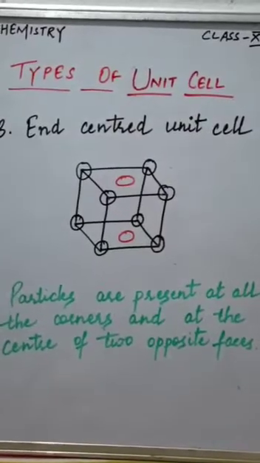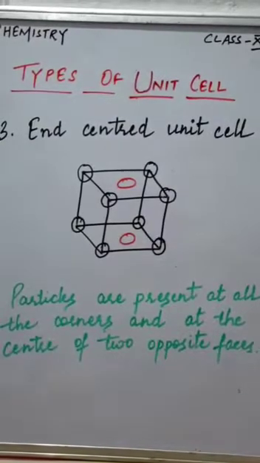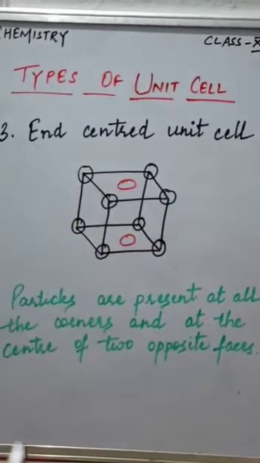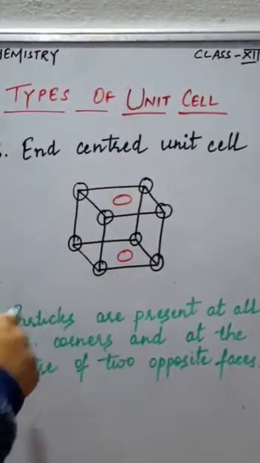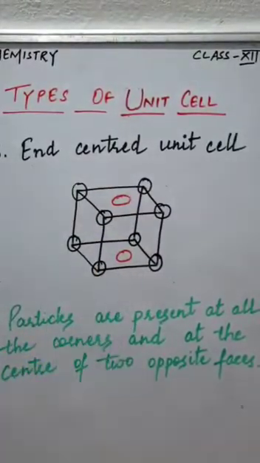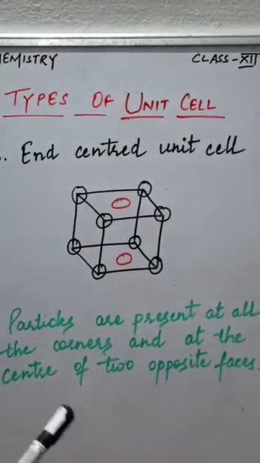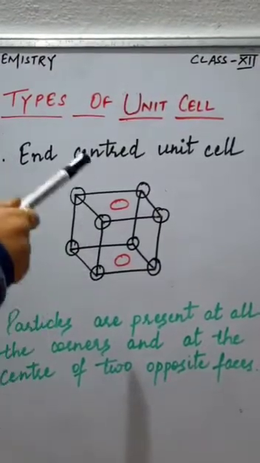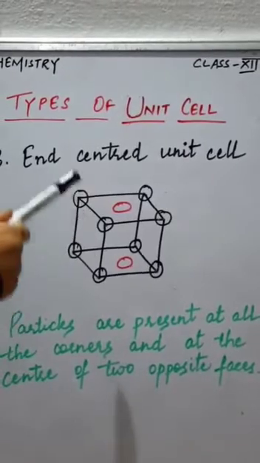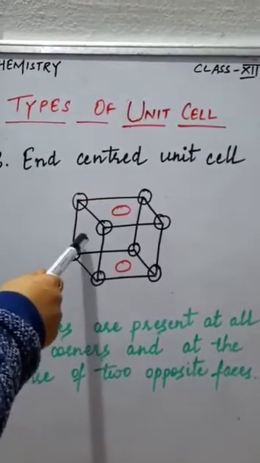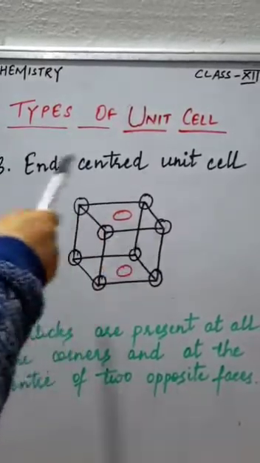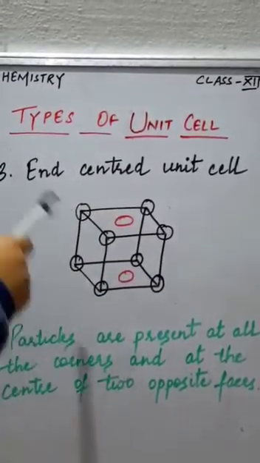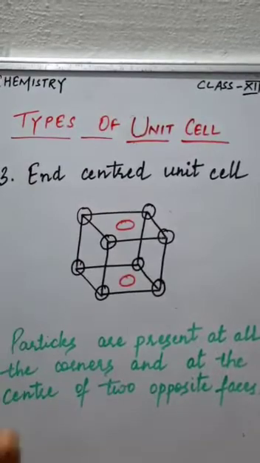The last type of unit cell is the end-centered unit cell. As you can see in this diagram, 8 corners are involved and 2 faces are involved. So the particles are present at all the corners and at the center of 2 opposite faces. Any 2 faces which are opposite to each other can be involved.